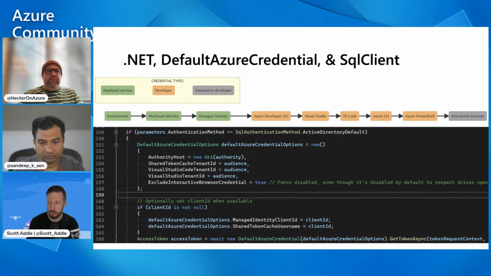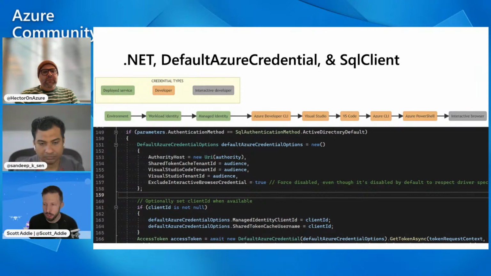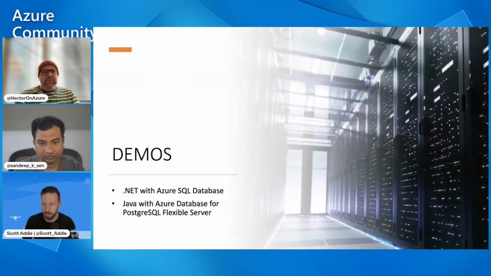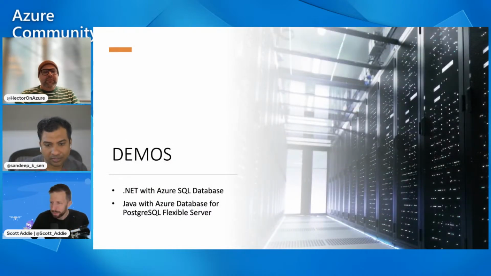What that's going to do for you is make your app much more resilient. Once that token has been acquired, it'll be cached in memory by default. And then things like lifetime and refreshing of the token are all managed for you. So with that, let's jump into some demos and start to show real world stuff. So let's start with the .NET demo.